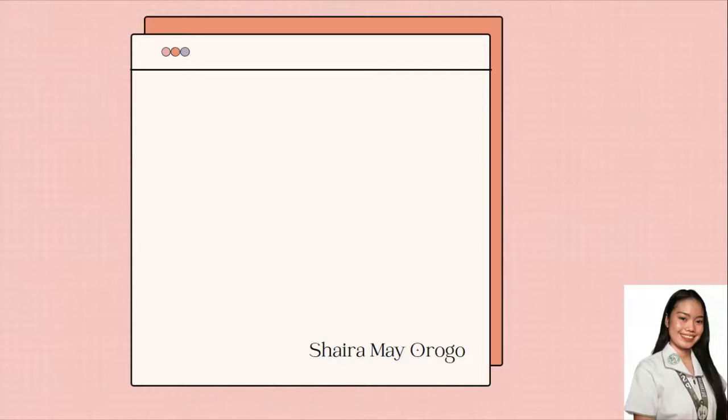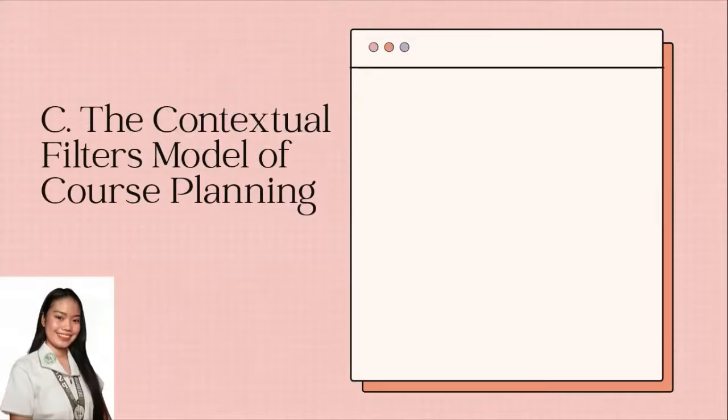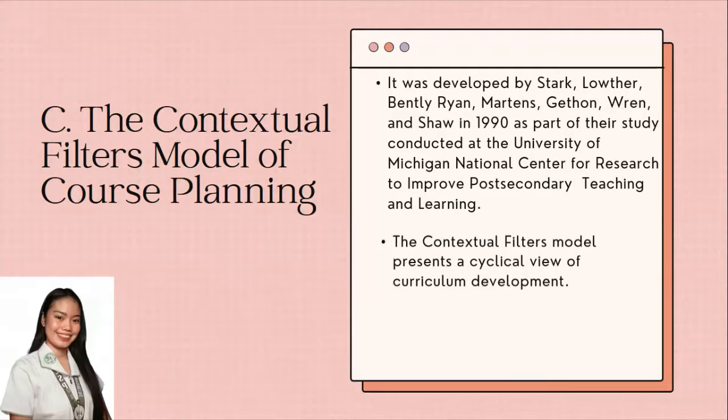The next model that we will discuss is what we call the contextual filters model of course planning. This model was developed by Stark, Lowther, Bentley, Ryan, Martens, Genthon, Wren, and Shaw in 1990 as part of their study conducted at the University of Michigan National Center for Research to Improve Postsecondary Teaching and Learning. The contextual filters model presents a cyclical view of curriculum development. So after making decisions, the planners can check with the content considerations and contextual filters. It describes the reality of how college faculty members design their courses.